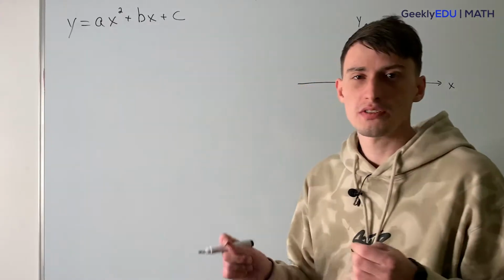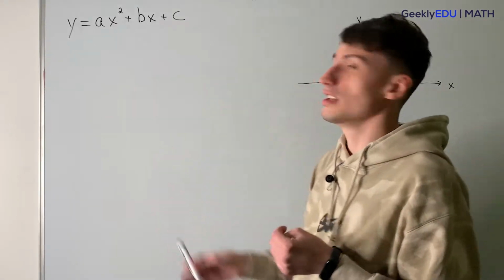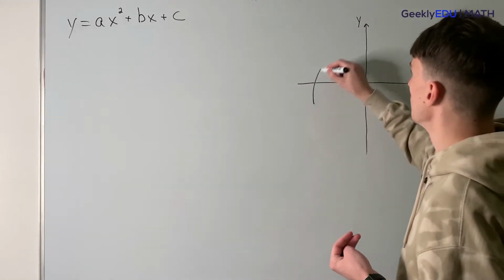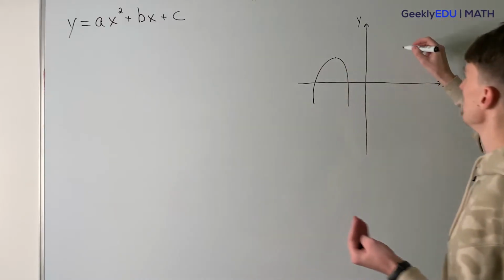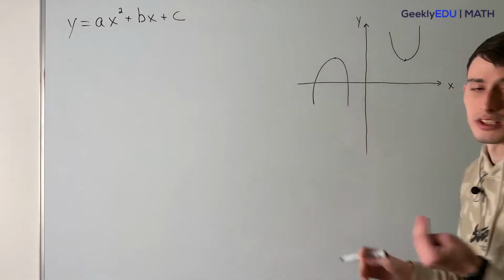So what we're going to talk about now is, if you know the three parameters of the quadratic formula, a, b, and c, how can we find out the highest point, this, or maybe the lowest point of the parabola? For example, this. So let's get started.